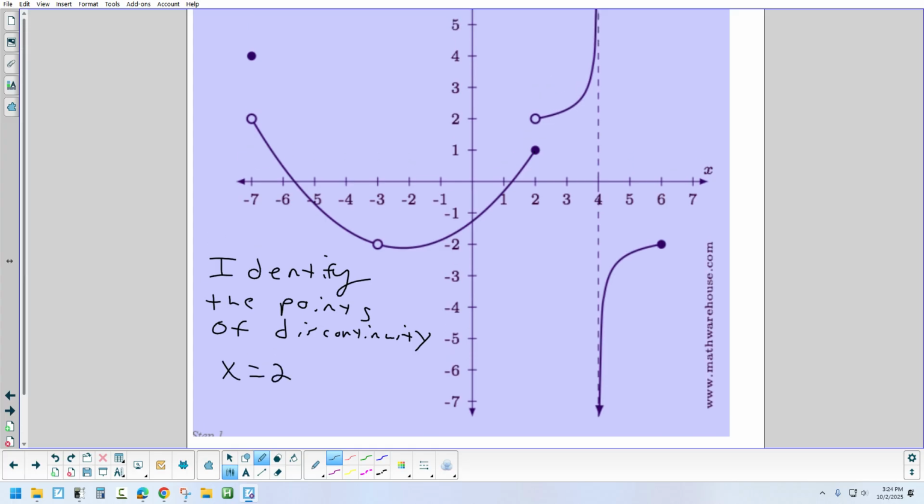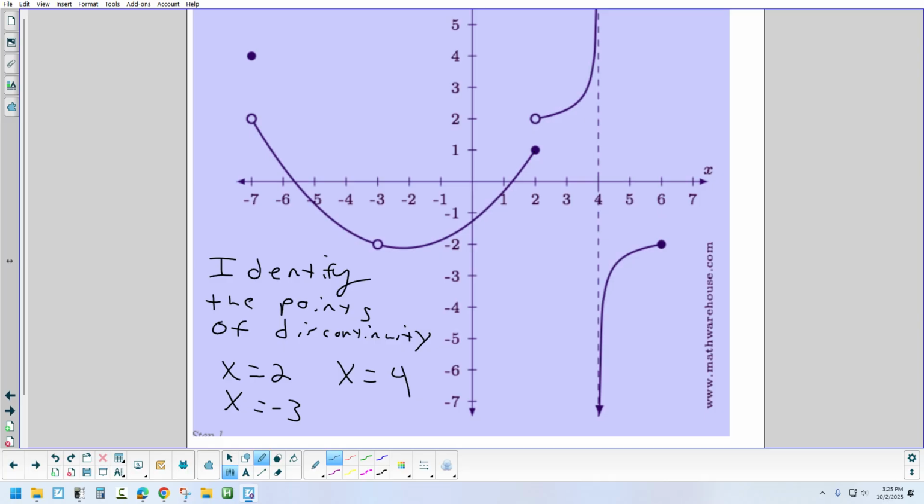Where else are there discontinuities? Yep. -3, yep. There's a hole in the graph right there. So you'd have to trace along it, lift up, put back down. Okay. Where else do we have discontinuities? -4. 4, yep, we have a vertical asymptote. So that's splitting that into 2 pieces.